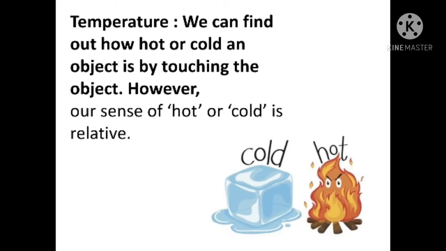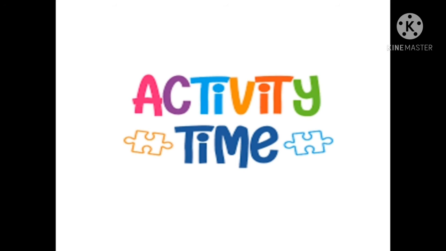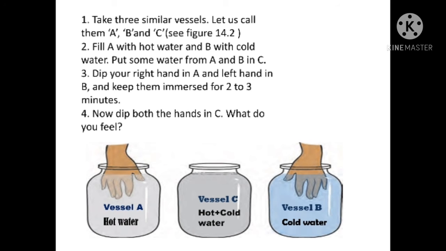For better understanding, let's do an activity, students. What are we going to do? We are going to take 3 vessels and name them vessel A, vessel B and vessel C. Okay? We will fill vessel A with hot water and fill vessel B with cold water. Exactly opposite. We have to fill vessel A with hot water and vessel B with cold water.